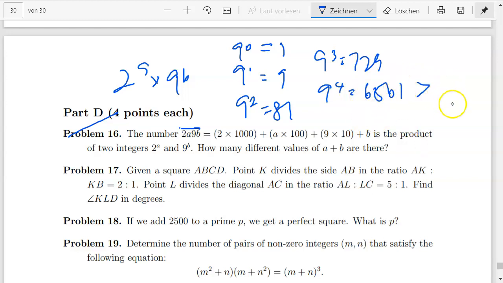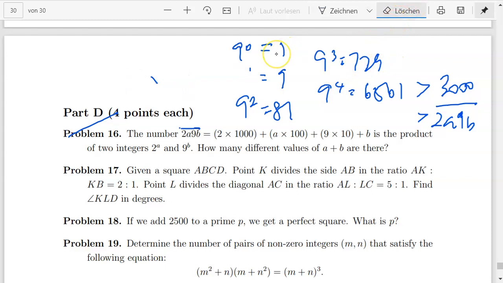So which is obviously bigger than 3000, which is bigger than our 2a9b, okay? So for b, the maximum value for b would be 3.